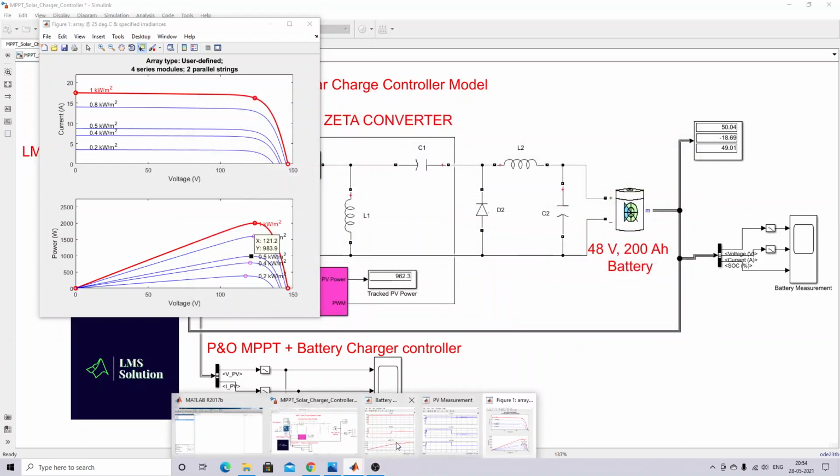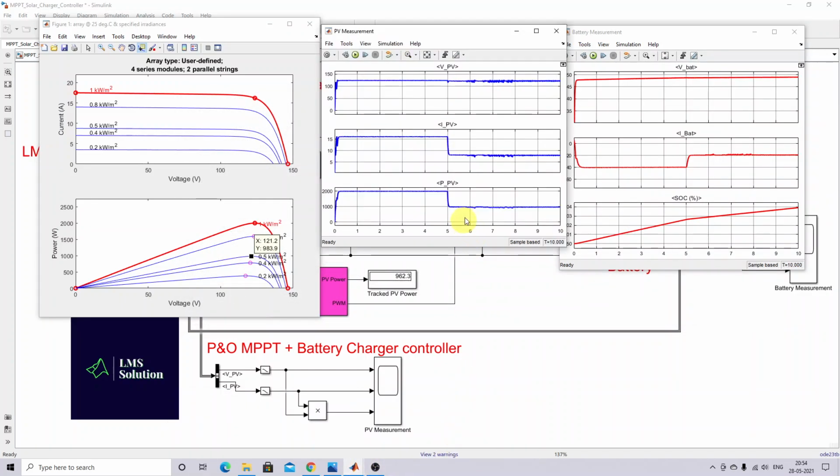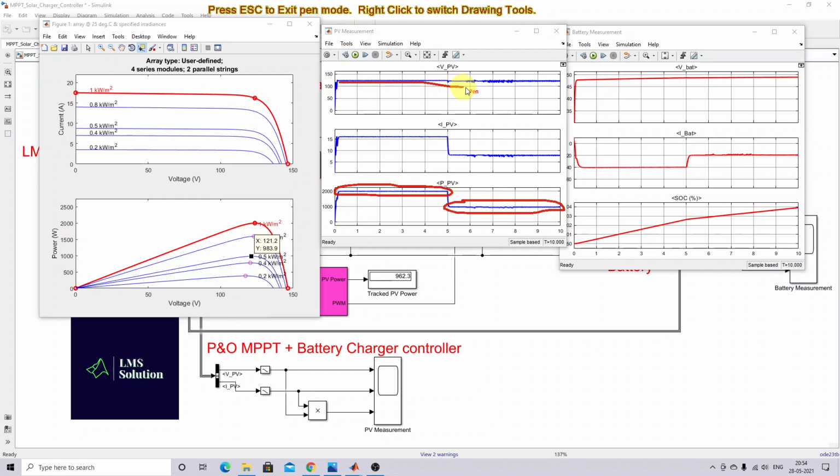So here you can see that the power is around 983.9, okay, for 500 watts per meter square. For 1000 watts per meter square, the maximum power is 2000 watts, okay. For 500 watts, the maximum power is around 983.9 watts. So this is the PV panel voltage, which is maintained around 120 volt.